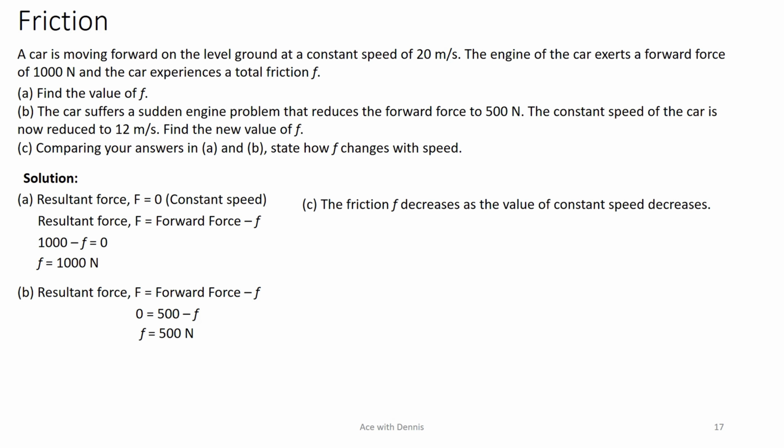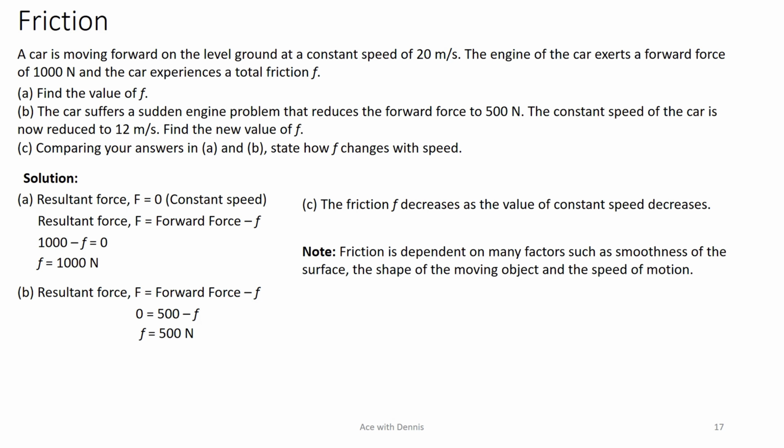So, by comparing the answers from A and B, we can make a conclusion that the friction F decreases as the value of constant speed decreases. Do take note that friction is dependent on many factors such as the smoothness of the surface, the shape of the moving object, and the speed of motion. Do not assume friction stays constant unless specified.